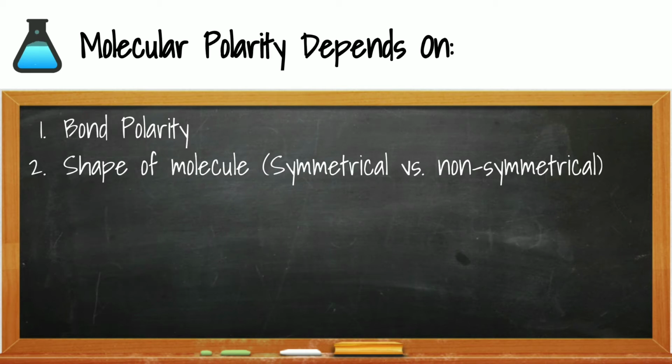Now we're going to look at molecular polarity. Molecular polarity is the result of both bond polarity and the overall three-dimensional shape of a molecule. For molecular polarity, we are going to have to examine if the molecule is symmetric or non-symmetric.